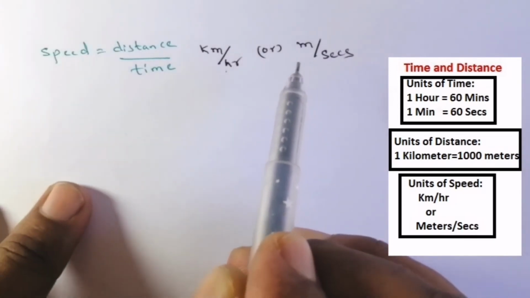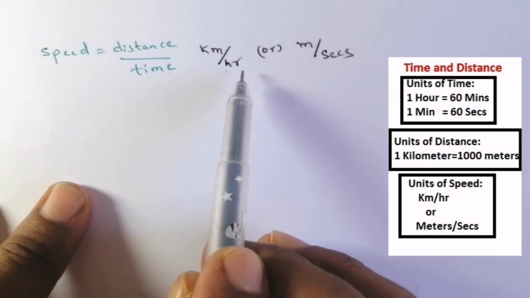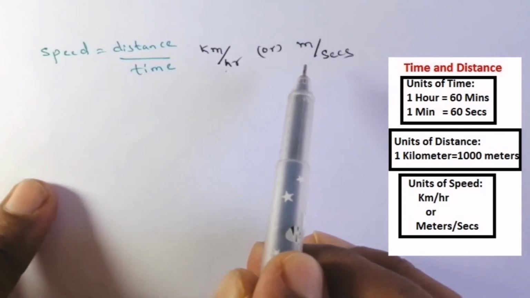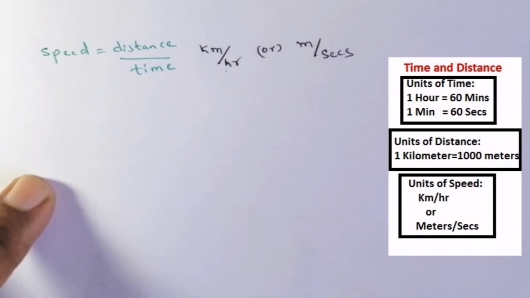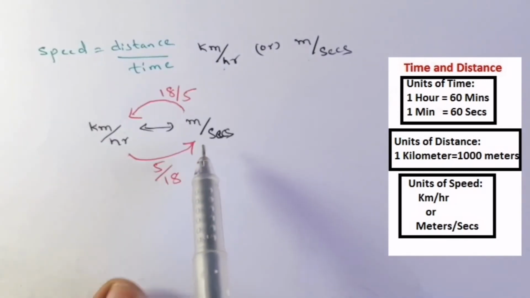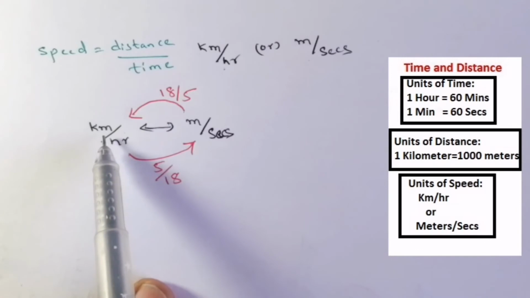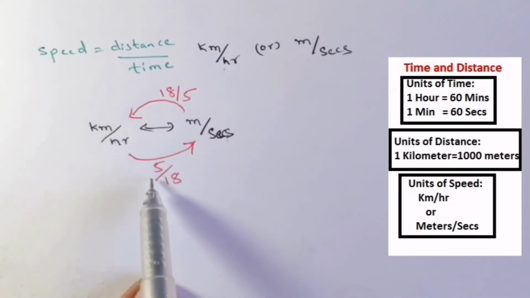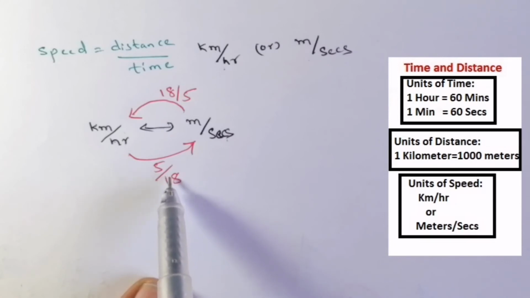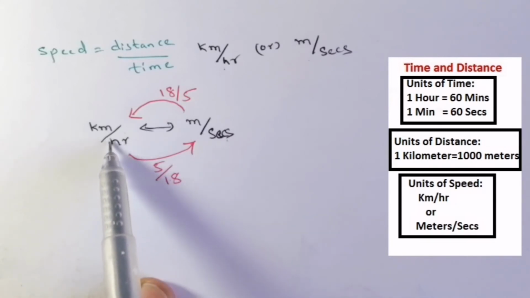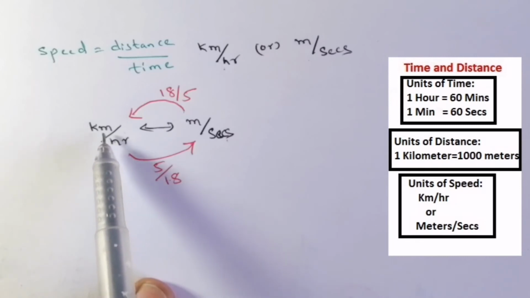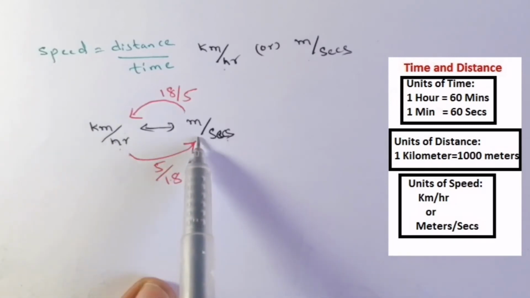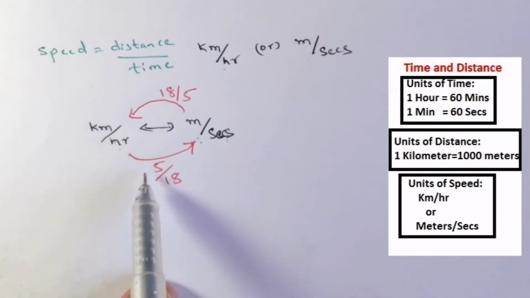So for converting kilometer per hour to meter per second, we have a formula. If you want to convert from kilometer per hour to meter per second, we have to multiply it by 5 by 18. Remember, if you want to convert from kilometer per hour to meter per second, then you have to multiply it by 5 by 18.